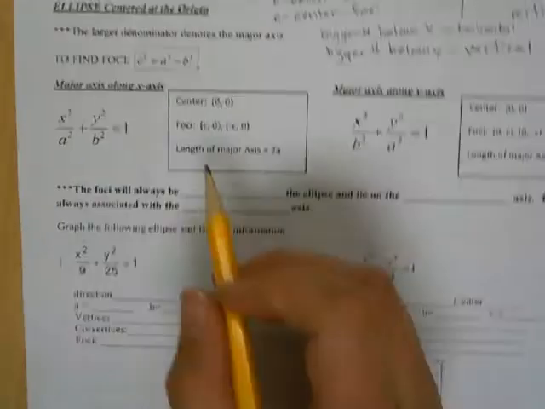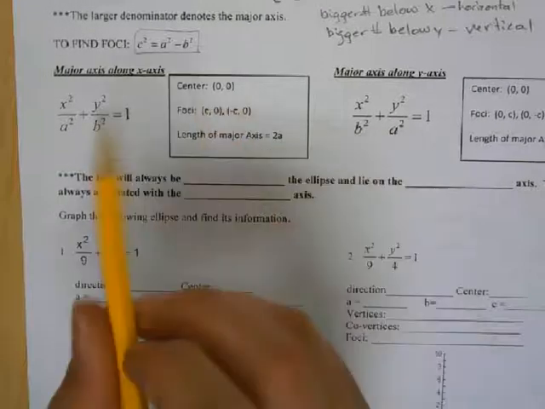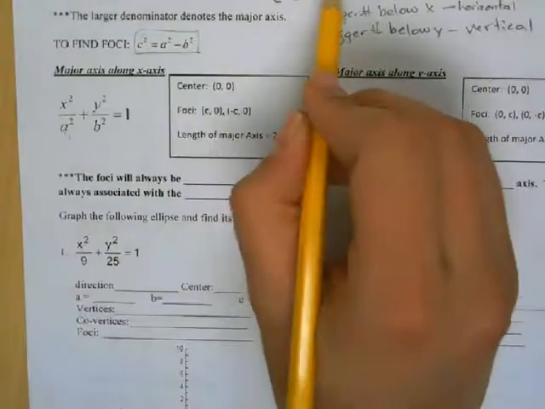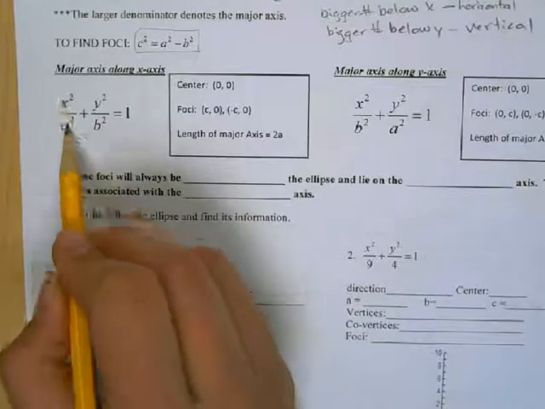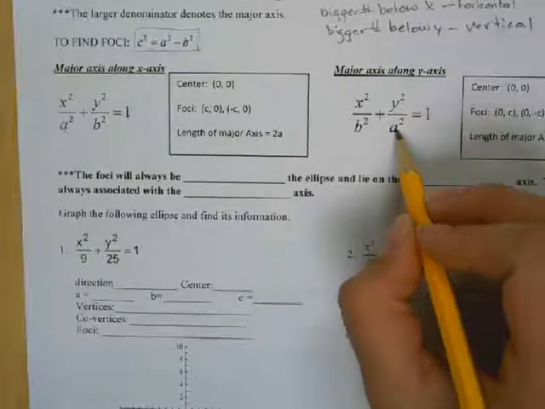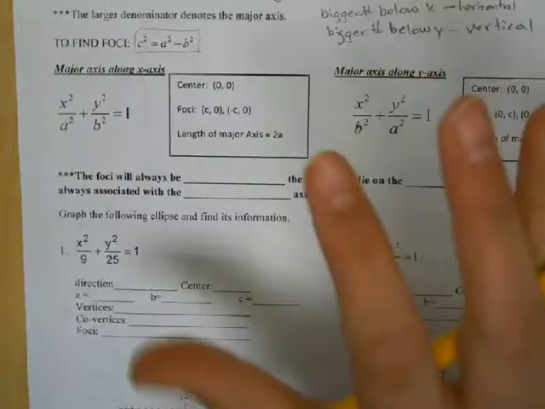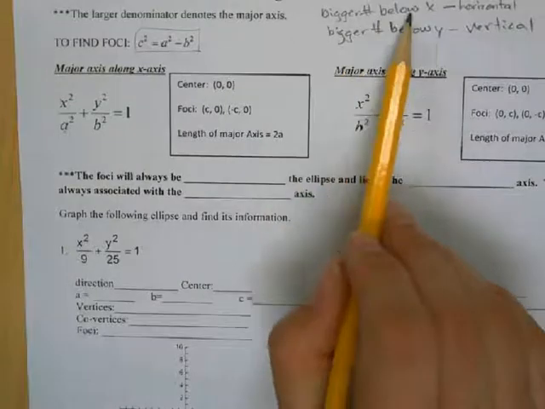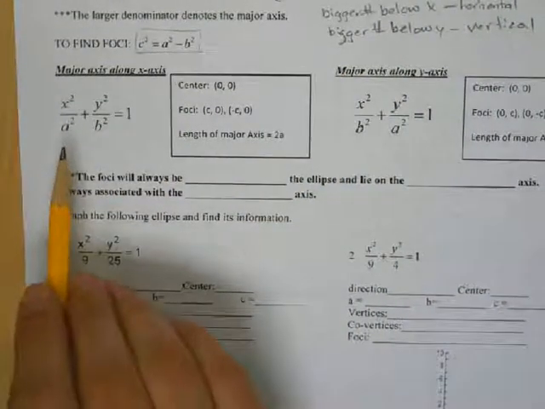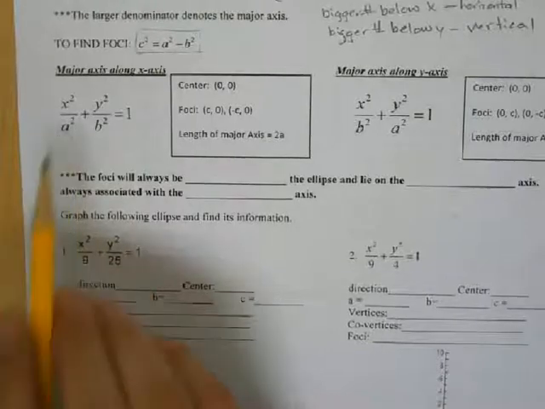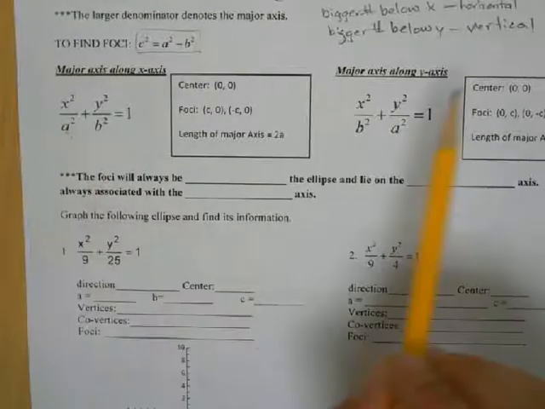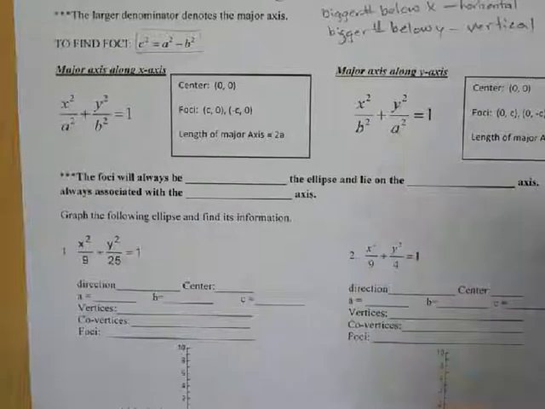The only difference here between these two formulas is that here, A, which remember is the distance from the center to the vertex, is under X, and here A is underneath Y. So, going back to the fact that I said the bigger number below the X, A is always the largest number on an ellipse. A will always be bigger. And so if the bigger number is underneath X, then it's horizontal. If the bigger number is underneath Y, then it's vertical. That's what we're talking about.